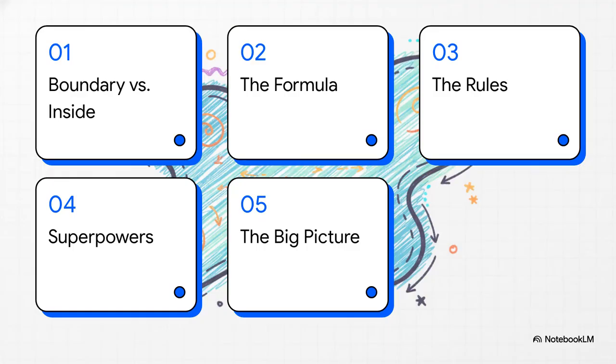All right, here's our game plan for this explainer. We'll start with the main idea, the boundary on the inside. Then we'll decode the actual formula. After that, we'll go over the rules of the game, check out its awesome superpowers, and finally, see where this all fits into the bigger picture.